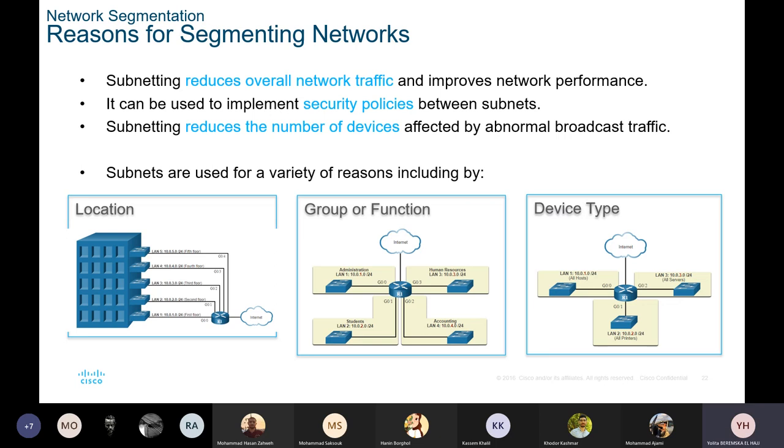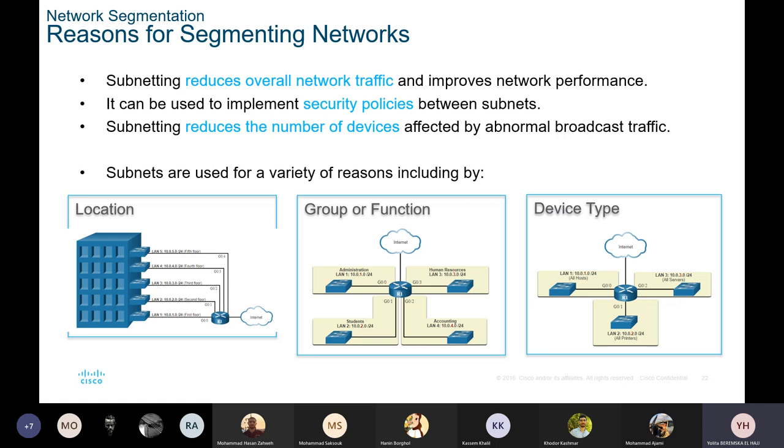Now, here we divide according to the floors. In this way, we can divide according to the functions. For example, at the Lebanese University we have, let's say, a subnet for the professors, a subnet for the administration, a subnet for the students, wireless, etc.